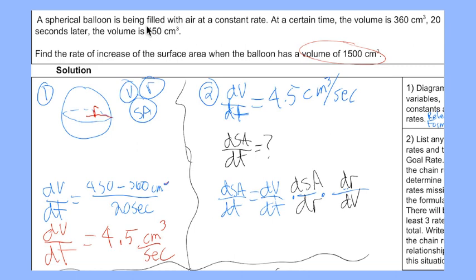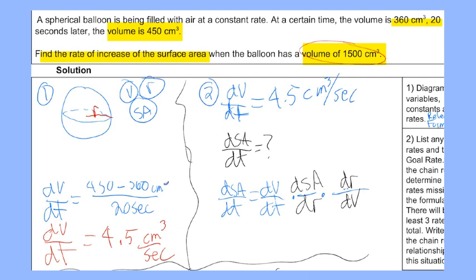So there's something that they're getting at there. Maybe I'd want to highlight that. At a certain time the volume is 360, and 20 seconds later the volume is 450. To me, that's looking like a rate, right? We know how much the volume is growing per 20 seconds. And the question asks: find the rate of increase of the surface area when the balloon has a volume of 1,500 centimeters cubed.